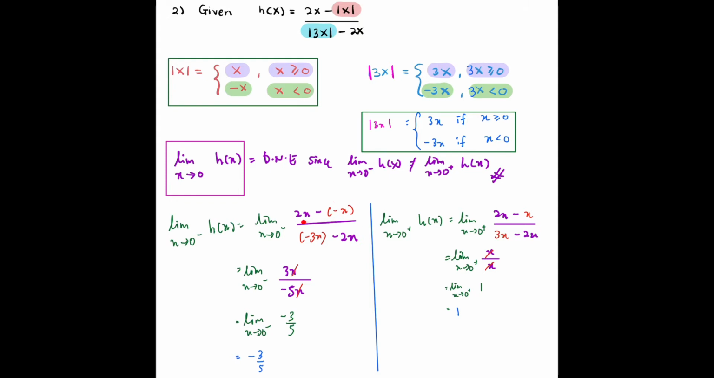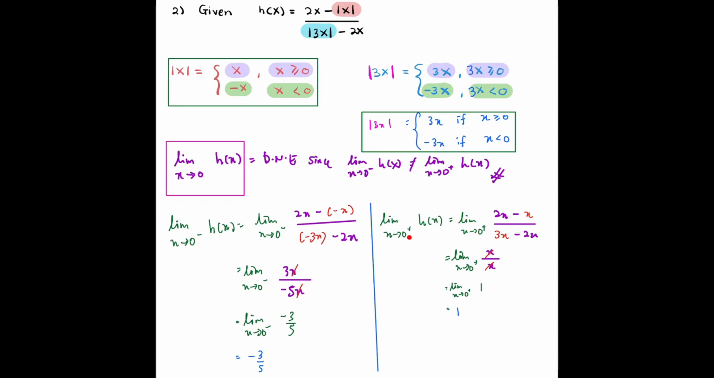So let us simplify here. 2x plus x is 3x. And for this one, this will result in negative 5x. So let's cancel out the value of x, and you are left with the limit of negative 3 over 5 as x approaches 0 from the left. The limit of a constant is just a constant. Next, let's do the limit of h(x) as x approaches 0 from the right.